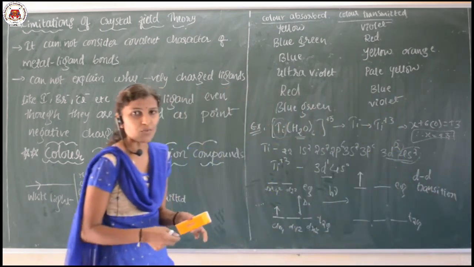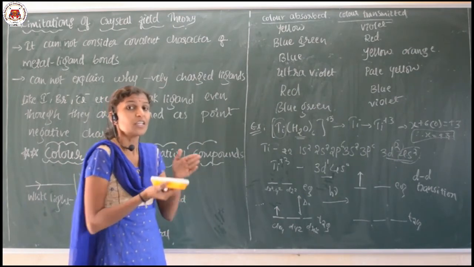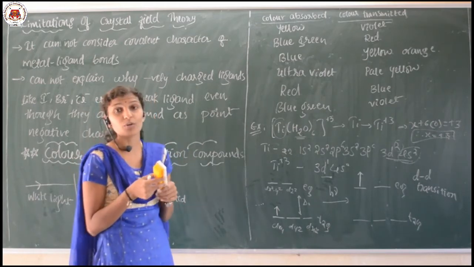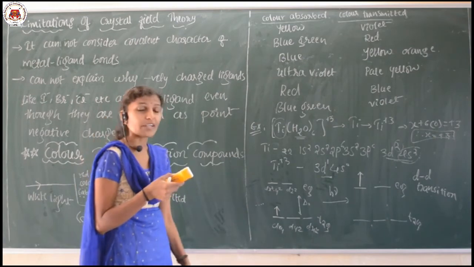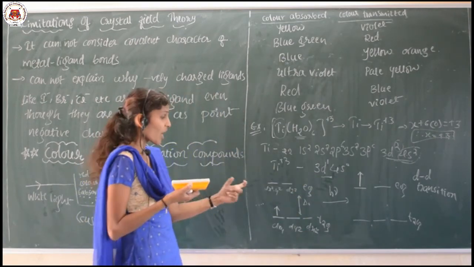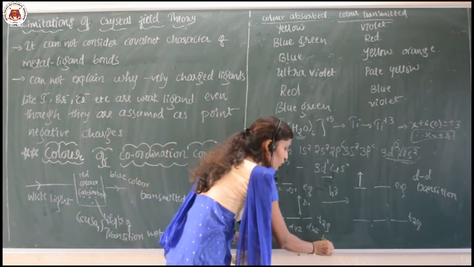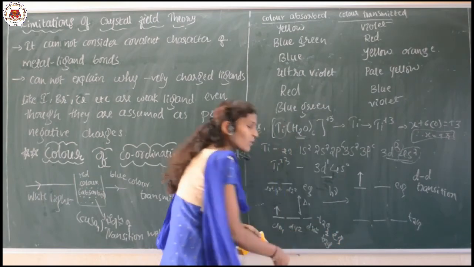Whenever white light is passed through the solution of the complex, there is an excitation, a jumping of the electron from a lower energy level to a higher energy level, or you can say t2g to eg level. So what happens here? The configuration will be t2g. In the t2g orbital, how many electrons? 1 electron is there. In case of eg, it will be 0.